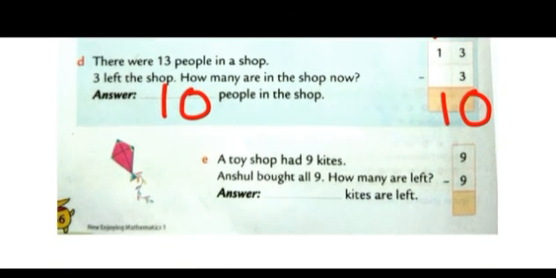See the next one. A toy shop had 9 kites. Anshul bought all 9. How many are left? 9 minus 9 is 0. When you subtract the same number from the same number, you will get 0. That means nothing is left, so 0 kites are left.